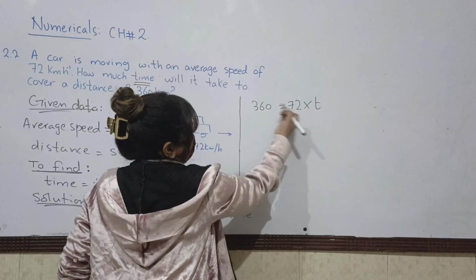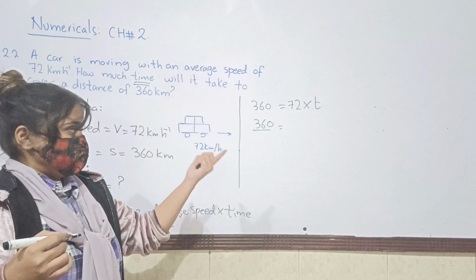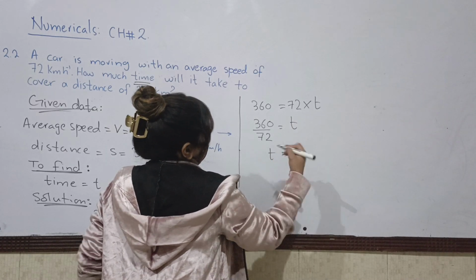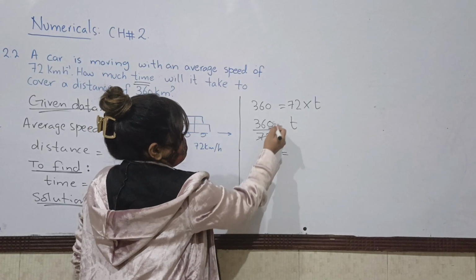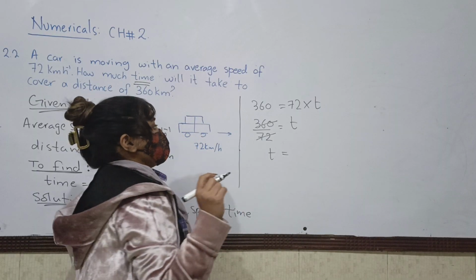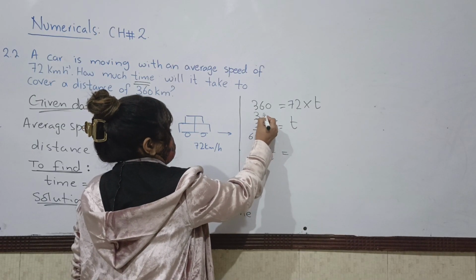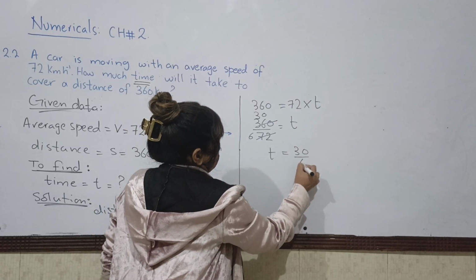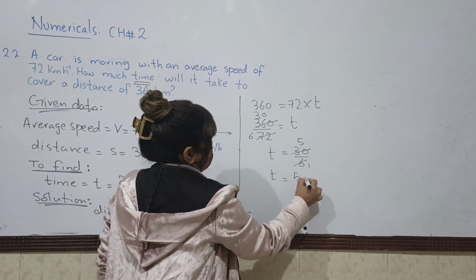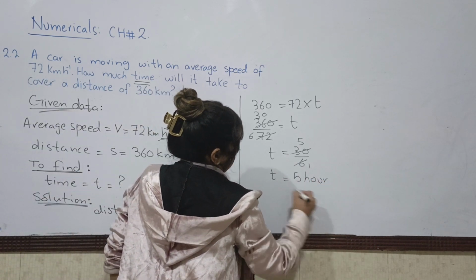As time is multiplied here, when it goes to the other side, the operator will be changed. Multiplication changes into division. So by using a calculator or by memory, we can write, in the 12 table, 12 sixes are 72 and 12 threes are 36, so 30 over 6, and that is 6 ones are 6, 6 fives are 30. So this is time; as the unit is given in hour, time is 5 hour. This is your answer.